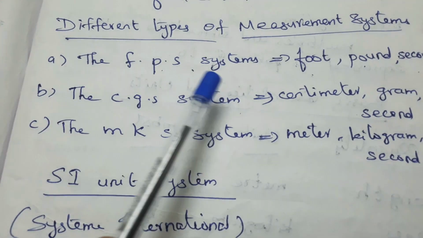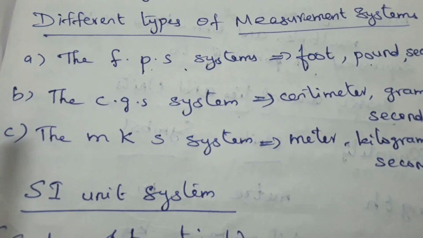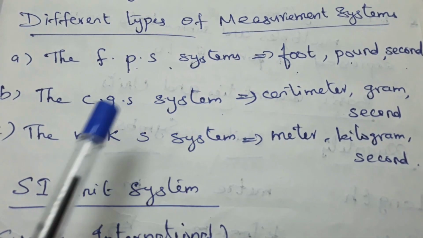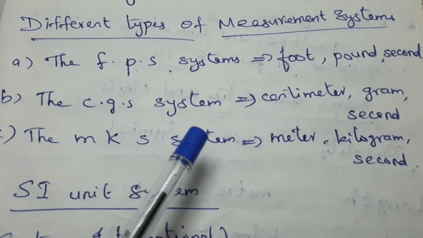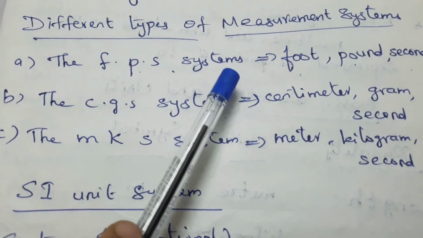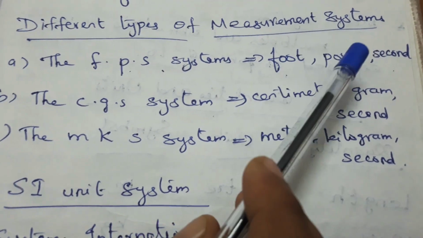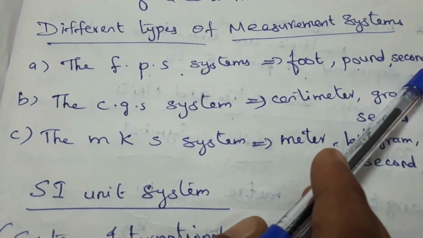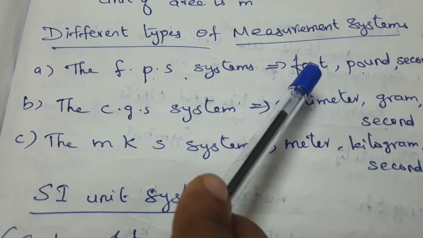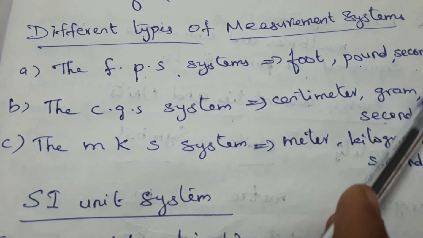The FPS system, the CGS system, the MKS system. What are they? The FPS system is the British engineering system of units, which uses foot, pound, second. That is used to measure length, mass and time.